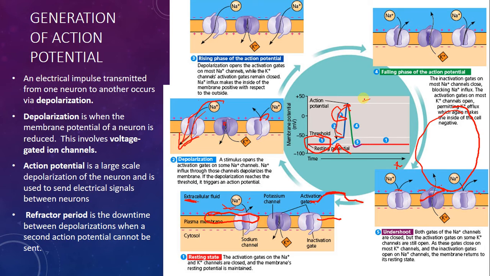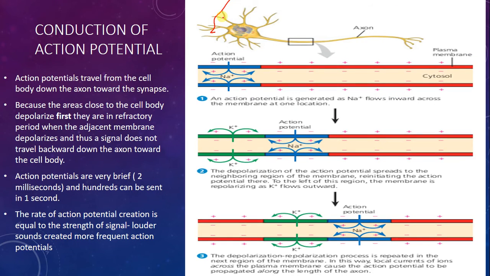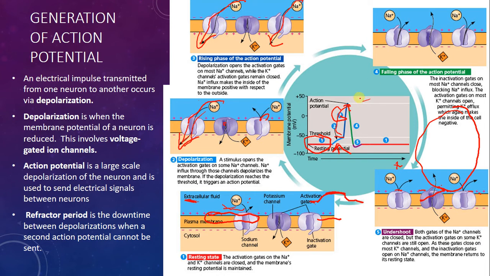3, the rising phase. Depolarization opens and activates most of the sodium channels. So most of the sodium channels are open, lots of positive charge is flowing into our cell, and our membrane potential is rising. The potassium channels remain closed, and the sodium influx makes the inside of the membrane really positive compared to the outside, because we're moving lots of positive charge inside.